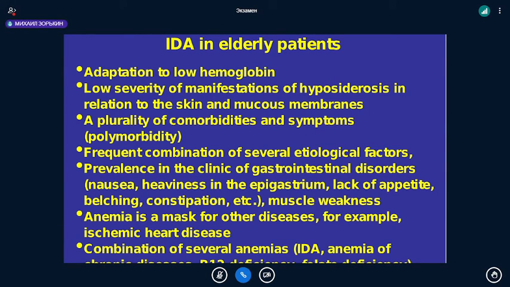Frequent combination of several etiological factors, like for example chronic inflammation anemia, decreased absorption of the iron, and so on. Combination of several anemias, IDA, B12 deficiency, folate deficiency: the difficulty and the complexity of diagnosis and treatment.